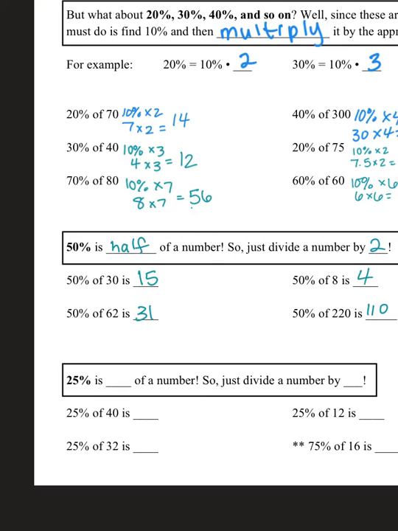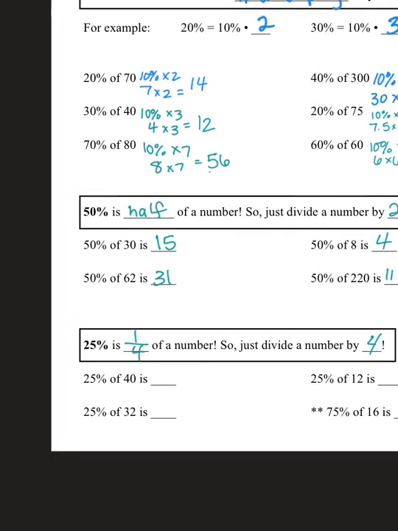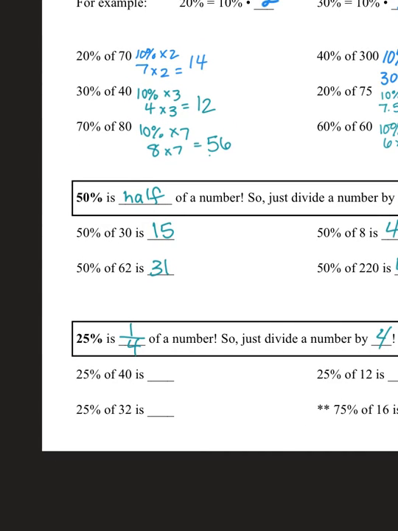Okay, so now 25%. That's the other one that's really easy, y'all. 25% is just 1/4 of a number. So you're just going to divide it by 4 to figure out what 25% of a number is. So if I have 25% of 40, that's just dividing 40 by 4. And what am I going to get? 10.